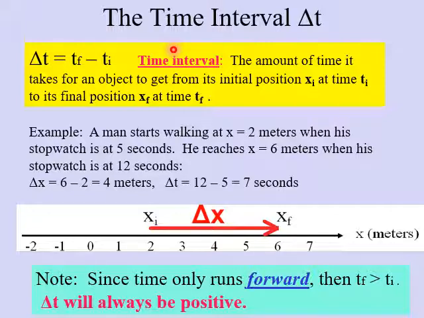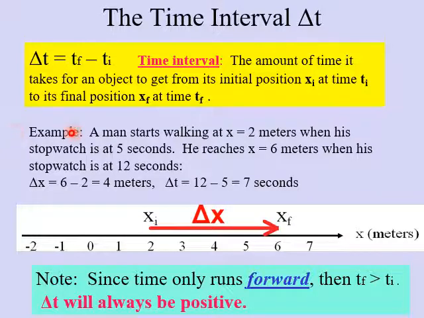It's the amount of time it takes for an object to get from its initial position, x sub i, at time t sub i, to its final position, x sub f, at time t sub f. So let's go through an example here which will help clarify this.